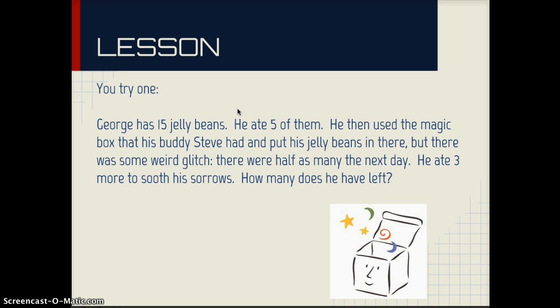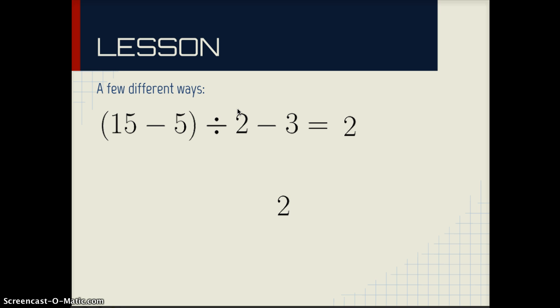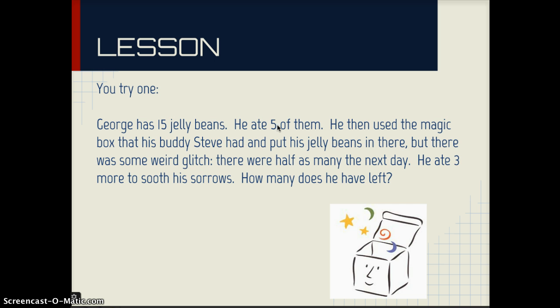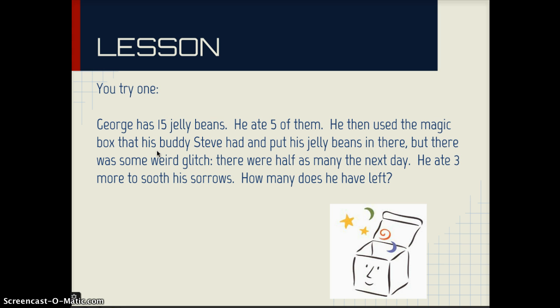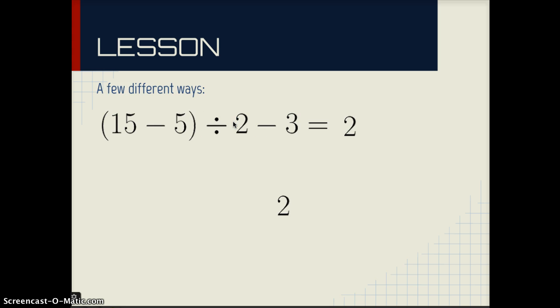Okay, and we're back. A few different ways we could have done it. We said he had 15 jelly beans and he ate 5 of them. So I'm going to say 15 minus 5. That's the first thing I have to do. But then he used the magic box that his buddy Steve gave him and put the jelly beans in there, but there was a weird glitch and he has half as many as the next day. So 15 and 5, whatever that result is, I need to divide it by 2.